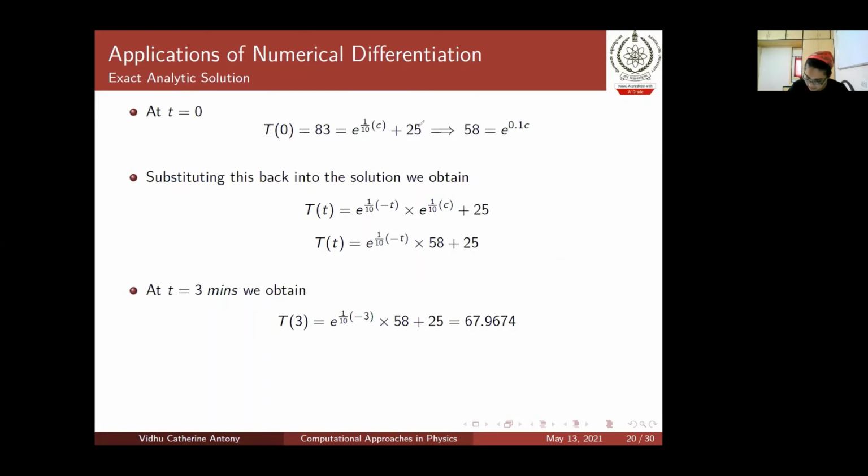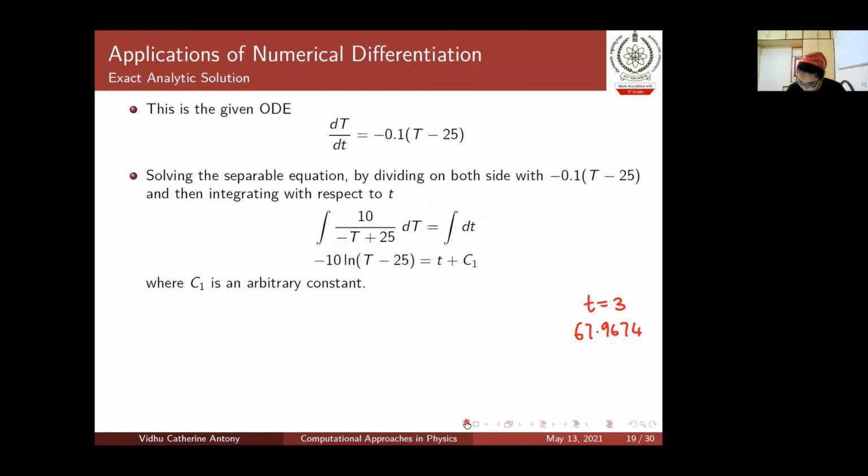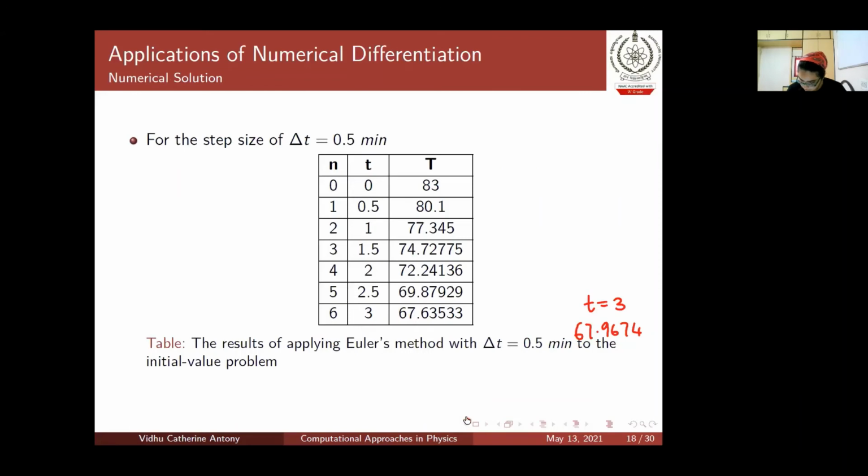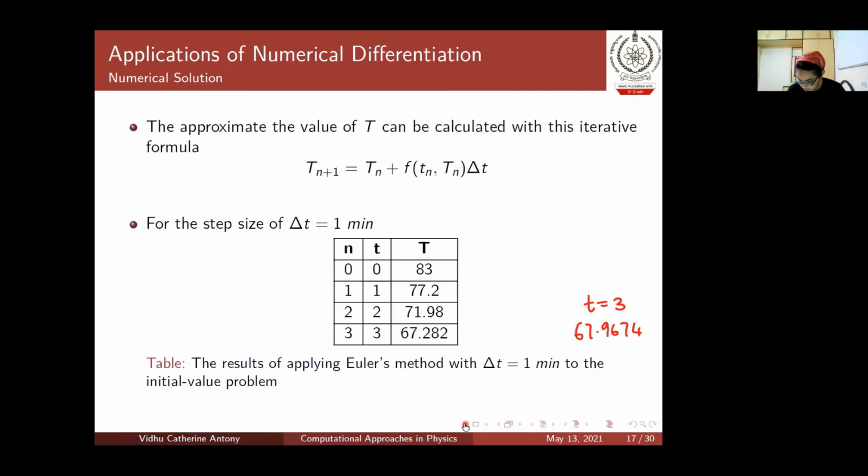So let's just go back. Let me just write this down so that we don't mess this up. You had 67.9674 at t equal to 3 minutes. Okay, so let's go back. Where do we have our time? Here we have this. So you have 67.63533 over here. And this is quite close to what we have from the actual solution, the analytic solution, not the numerical one, but the analytic one.